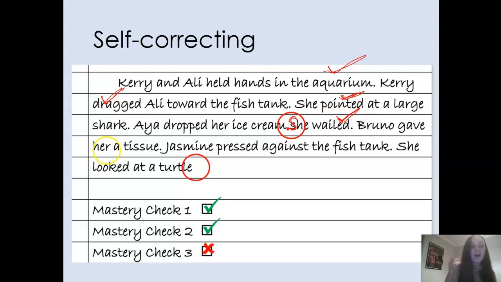Bruno gave her a tissue. Jasmine pressed against the fish tank. Okay, so there's another word from the vocab box, and then really nice sentences. She looked at a turtle. Can you see where I've circled here? They've missed out the full stop again. So we need to make sure at this point we're correcting our work and going back and adding them in. So I want you to just check through your writing and check those capital letters and full stops are all correct.